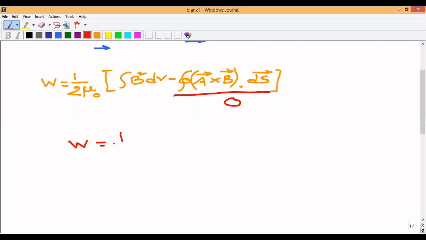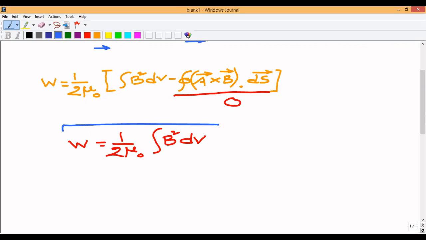Okay, this is 0, then what will be the expression for w? It is 1 by twice mu naught integration b square dv. The energy stored in a magnetic field is this one. 1 by twice mu naught integration b square dv. Right? আৰু তেতিয়াহলে energy density.